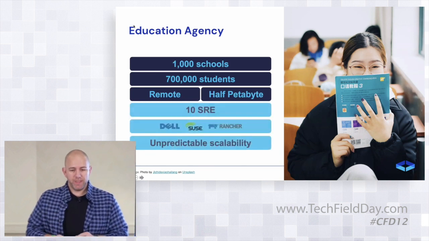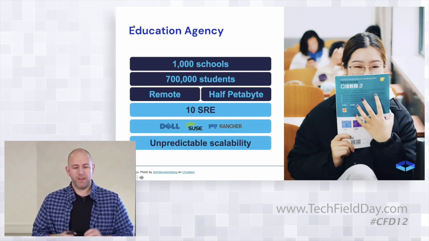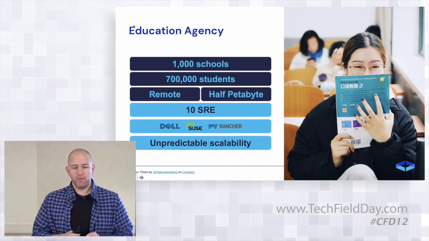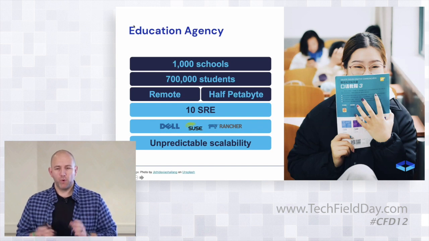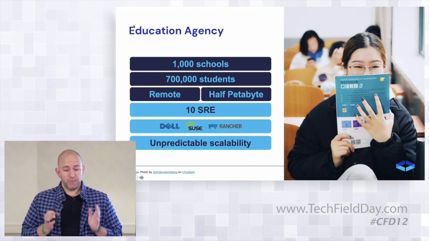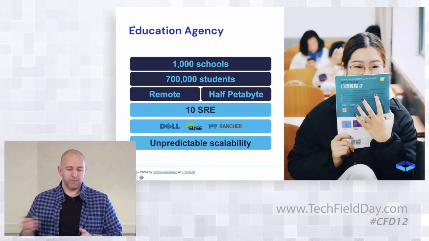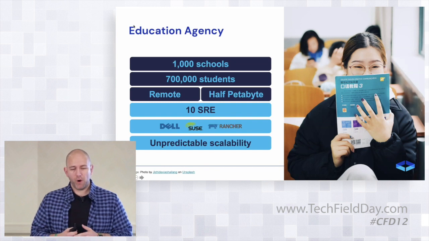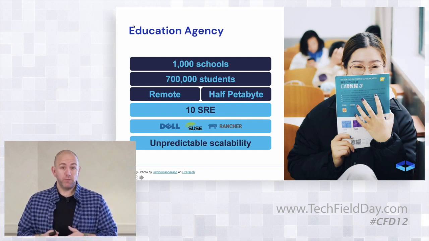And they came up with the idea of reducing to about 10 SREs with no knowledge of storage vendors. They want to have the ability to build on anything they want. So they started with a specific stack, being some bare metal and SUSE and Rancher, but they don't want to have any limitation on this. They also want to be able to scale in an unpredictable way.